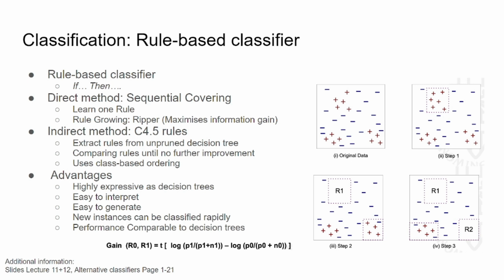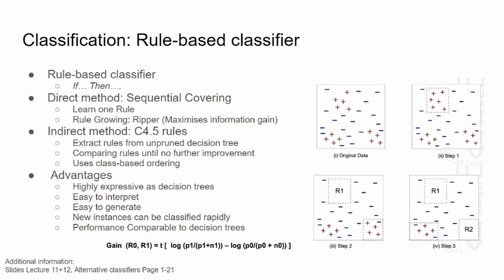Then you also have indirect methods. One mentioned in the slides is the C4.5 rules. It extracts rules from pruned decision trees, compares rules until no further improvement can be made, and it uses class-based ordering, so it divides the classification problems into subsets and then solves them on that basis.